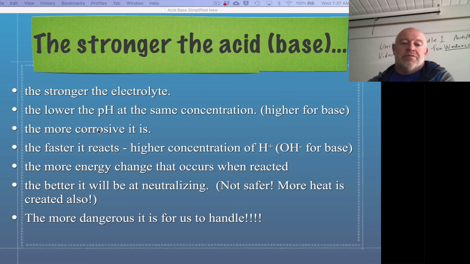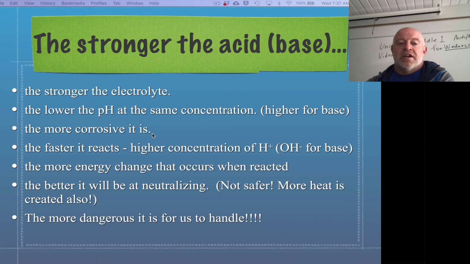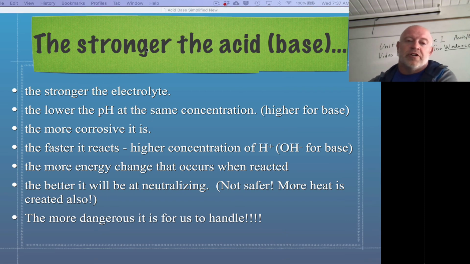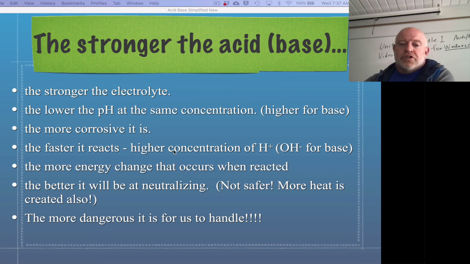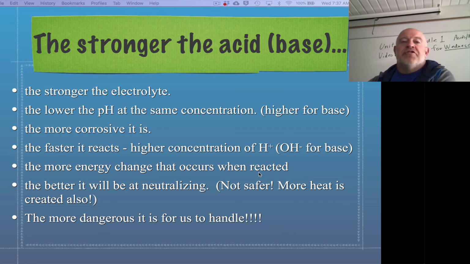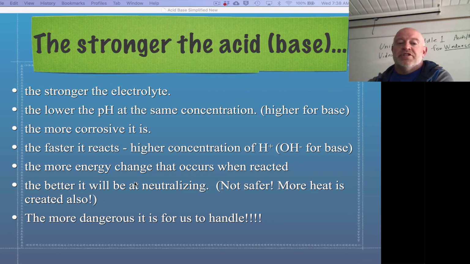The stronger the acid, the more corrosive it is, because the corrosive nature of acids comes from those hydrogen ions or those hydroxide ions. So again, the stronger it is, the more ions in solution, the more corrosive it becomes. The stronger it is, the faster it reacts. This goes back to our conversation on how concentration relates to the speed of a reaction. More hydrogen ions, more concentration means faster reaction times. So you have a higher concentration again, so it's going to react faster, and the more energy change we're going to see when it reacts. Again, more ions are present, it's reacting faster, we're going to see a greater energy change. So everything gets more aggressive with stronger acids and strong bases. They're the ones that are the most dangerous to us in terms of corrosiveness or toxicity to people and organic tissue because of how corrosive they are, how fast they react, how big the energy change is.